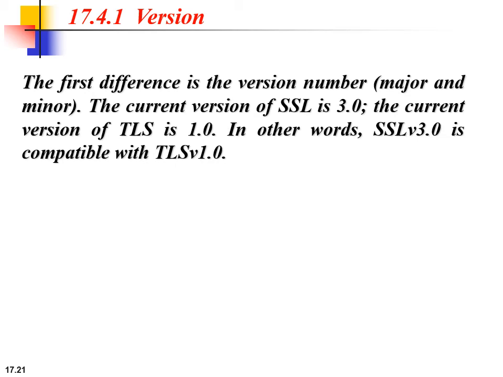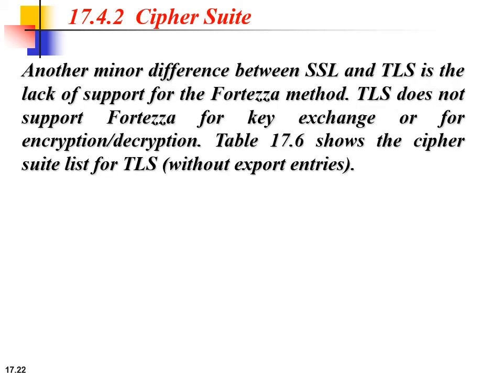The first difference between SSL and TLS is the version number, that is major and minor. The current version of SSL is 3.0 and the current version of TLS is 1.0. Like, SSL 3.0 is compatible with TLS version number 1.0. The next minor difference between SSL and TLS is the lack of support for the Fortezza method. TLS doesn't support Fortezza for the key exchange or for the encryption and decryption.